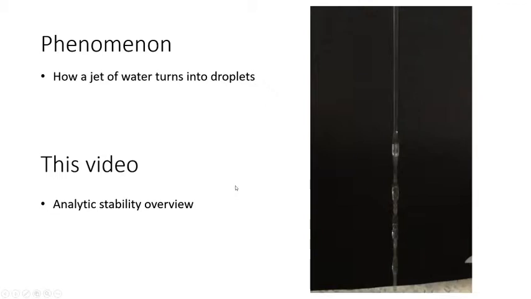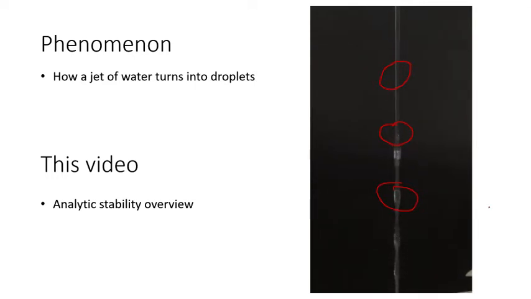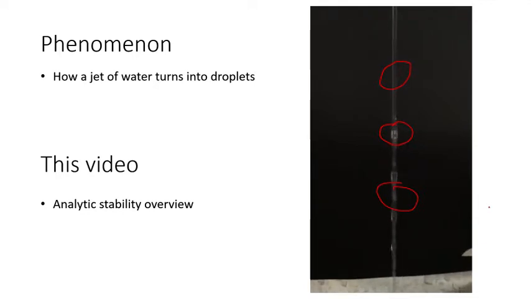So what is the Plateau Rayleigh instability? It is how a cylindrical jet of water basically becomes unstable at a point and turns into these discrete spherical drops. So in this video I'm going to go over an analytic look at the stability of the cylinder and how we get away from it, essentially.